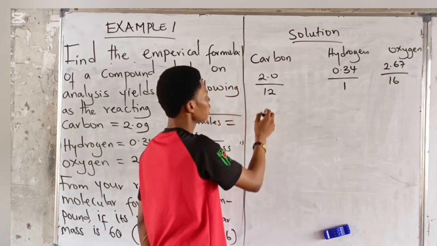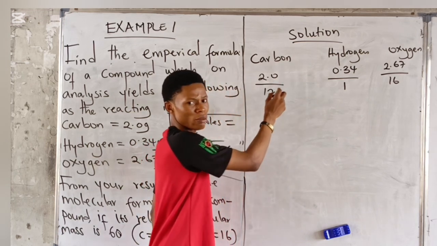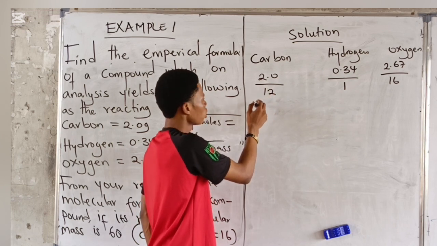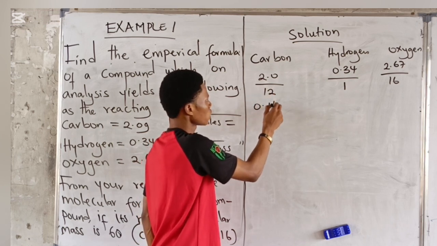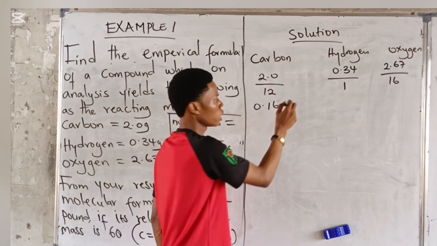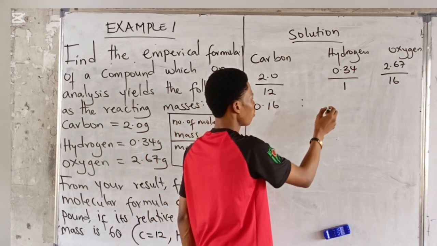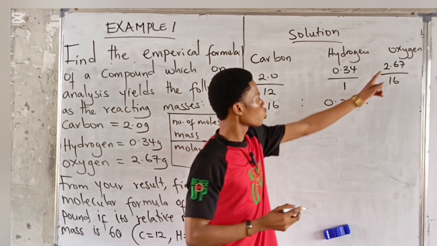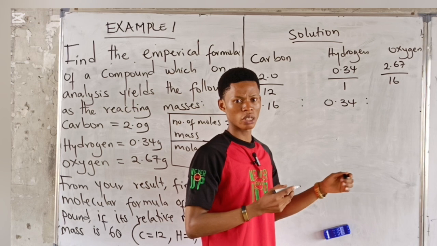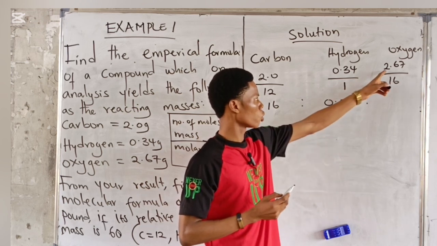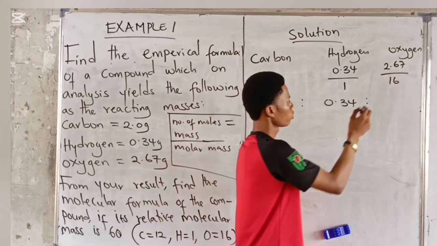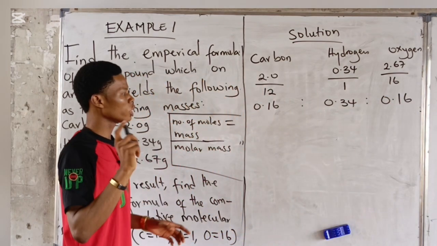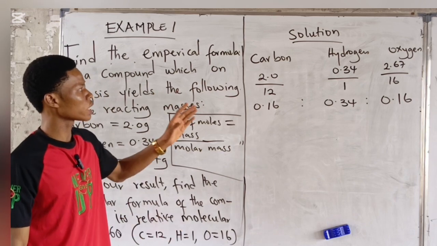All right, so if we divide this, 2.0 divided by 12 will give us what? 0.16, right? So we have 0.16 is to 0.34 divided by 1, which will still give us 0.34, is to 2.67 divided by 16, which will give us what? Please press your calculator. 2.67 divided by 16, 0.16.